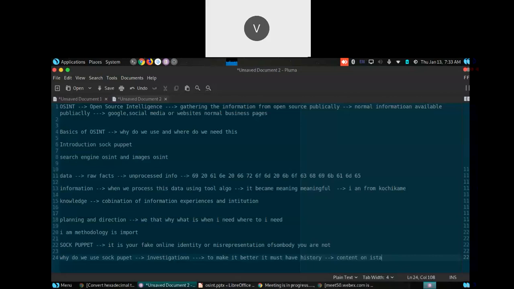he will have a little suspicion, but if it is legitimate then he can easily trust it's a normal person, there is no sort of threat in this person. So this is why we need a history for a sock puppet, to make it look more legitimate. In the end, the main goal of a sock puppet is just to investigate others without that target being able to identify you. Do you guys understand what a sock puppet is?